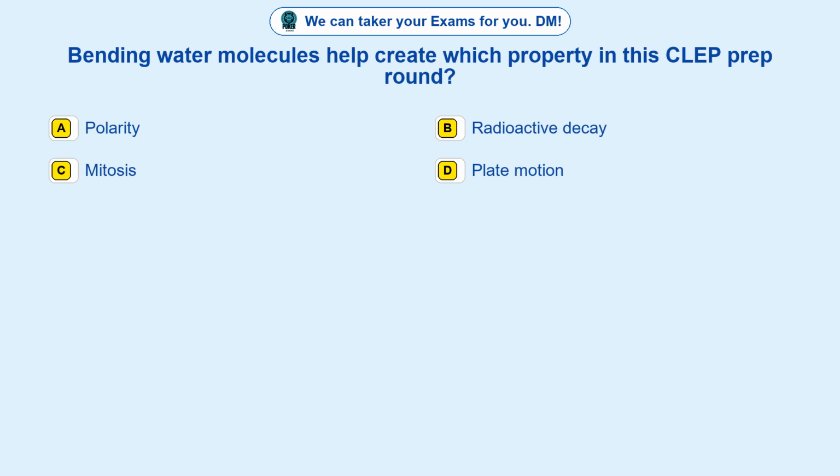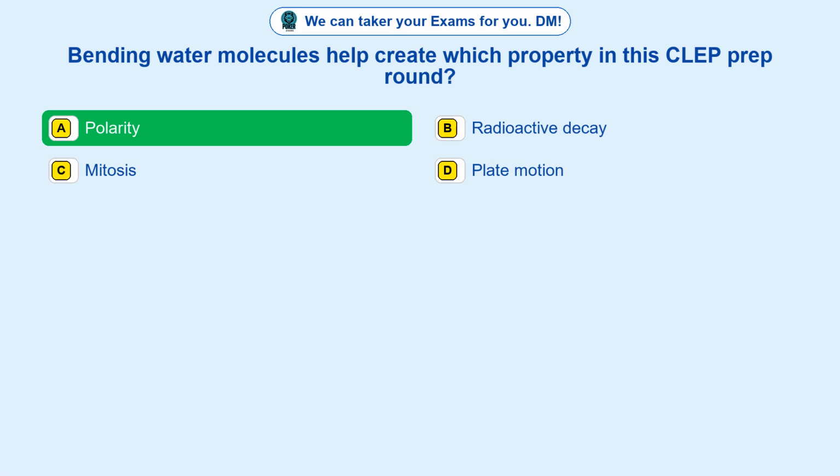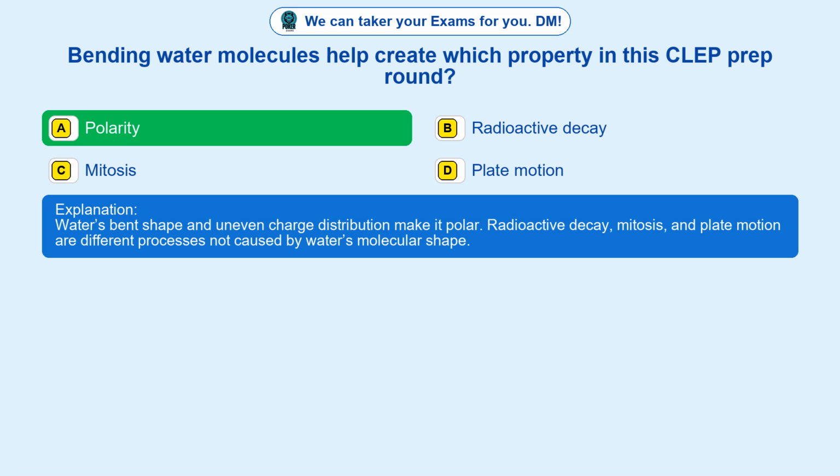Question 50. Bending water molecules help create which property in the CLEP prep round? Option A polarity. Option B radioactive decay. Option C mitosis. Option D plate motion. The correct answer is option A. Polarity. Water's bent shape and uneven charge distribution make it polar. Radioactive decay, mitosis, and plate motion are different processes not caused by water's molecular shape.